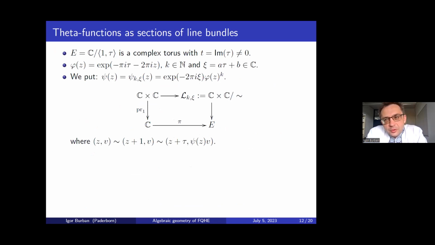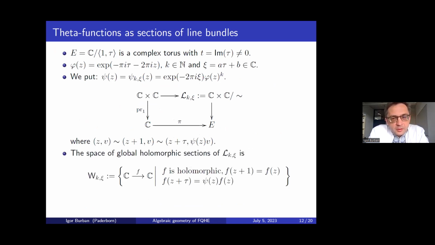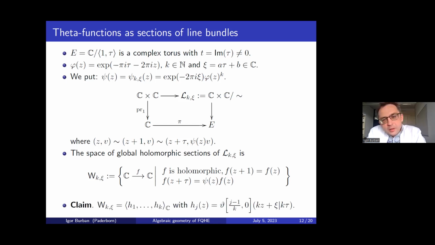So I told you how to define holomorphic line bundles on one-dimensional complex tori. Also explained that global sections of L are holomorphic functions satisfying these quasi-periodicity constraints. And now, from what I told you, it's not difficult to conclude that the vector space has this distinguished basis.